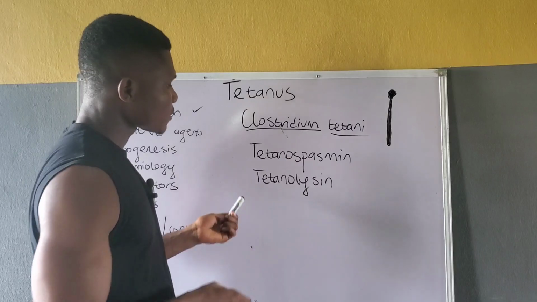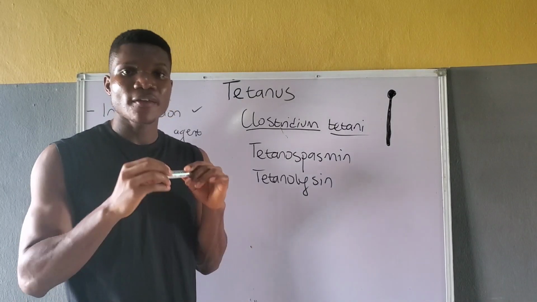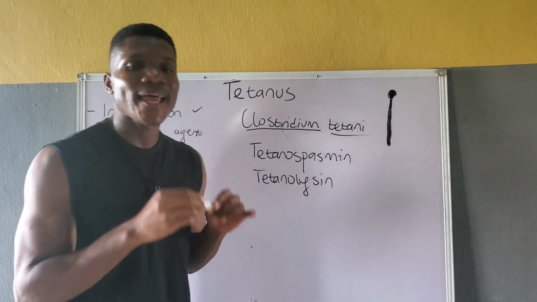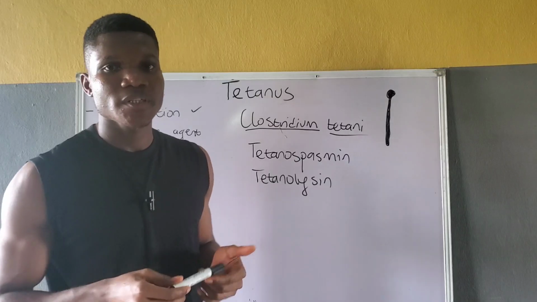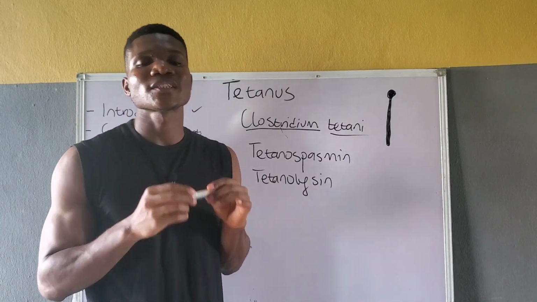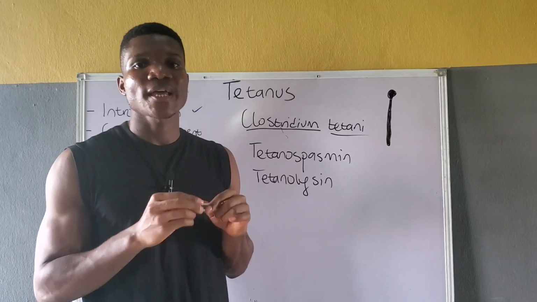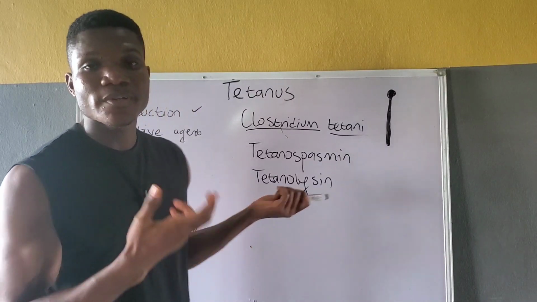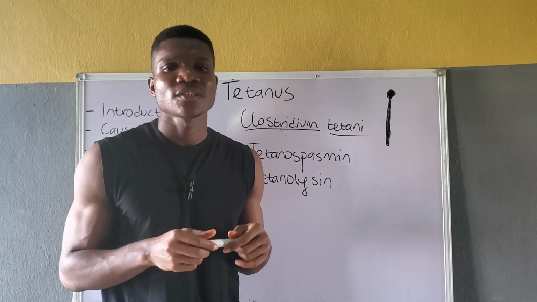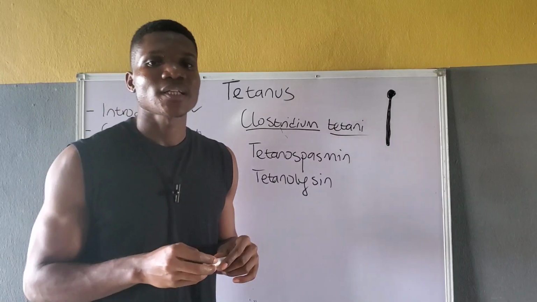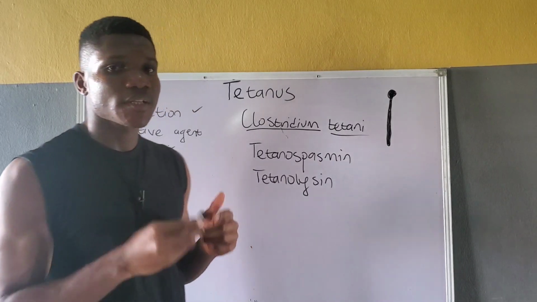Tetanolysin is a form of hemolysin, and it lyses red blood cells, as well as other cellular and subcellular membranes, such as platelets and lysosomes. Tetanolysin is also believed to contribute immensely to the cardiotoxicity that is experienced during tetanus infection.